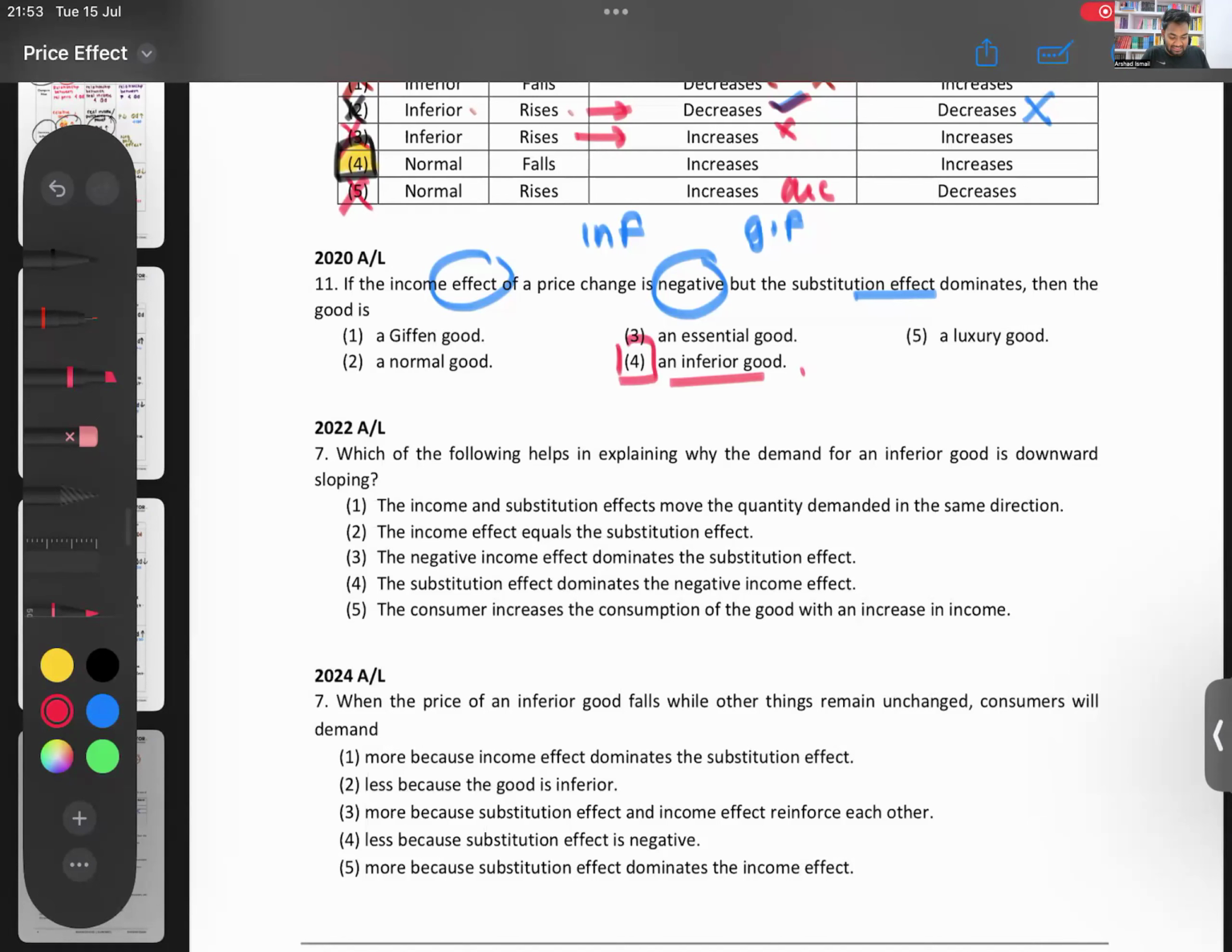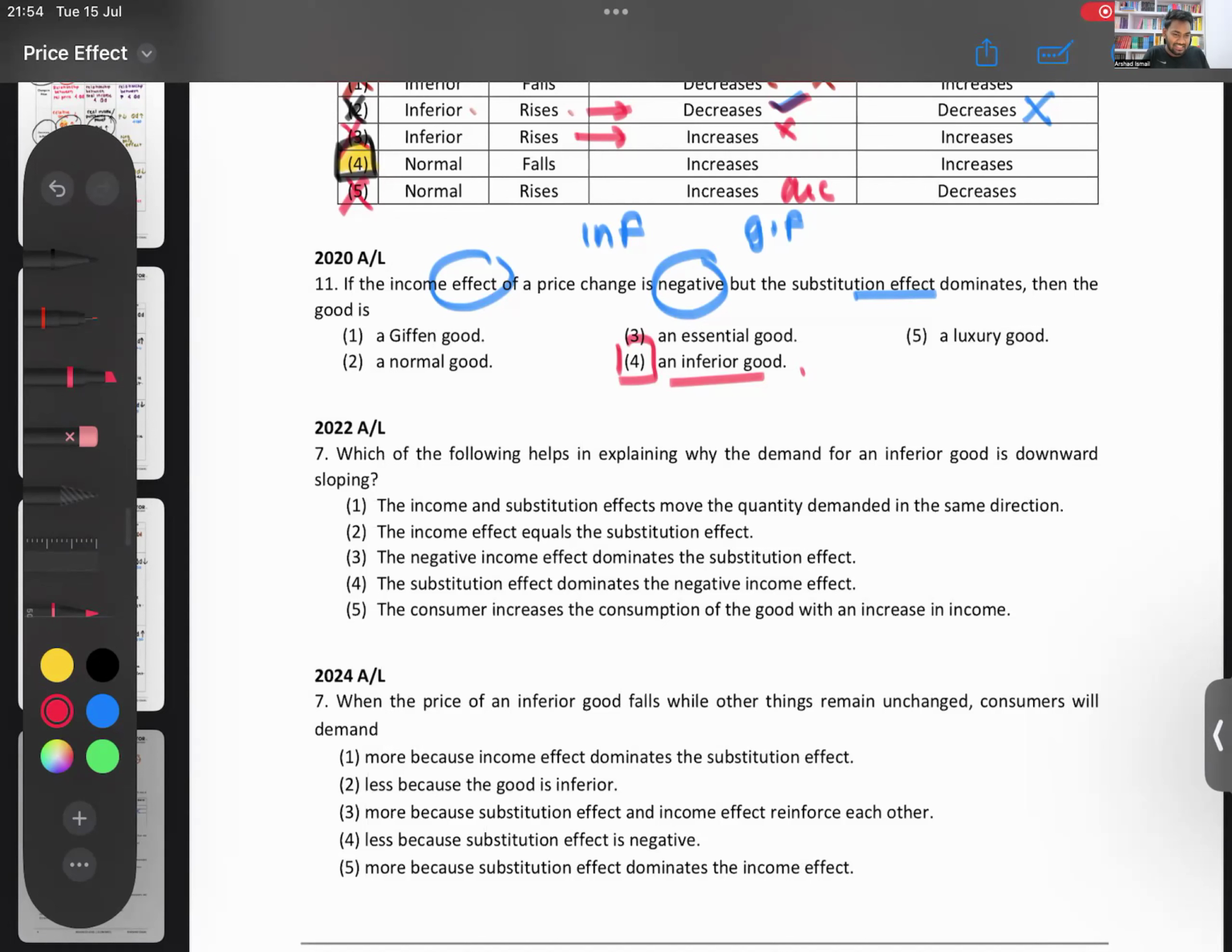That is right. Some of y'all gave me 3 and 5. That is very disappointing. We didn't even talk about anything called essential good. We never talked about a thing called luxury. At least if you gave me given now normal, I would have at least been happy. At least you remember the 3 goods we talked about. I hope the ones who gave me 3 or 5, that's a careless mistake.